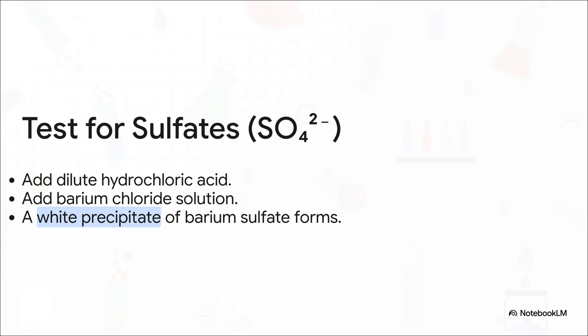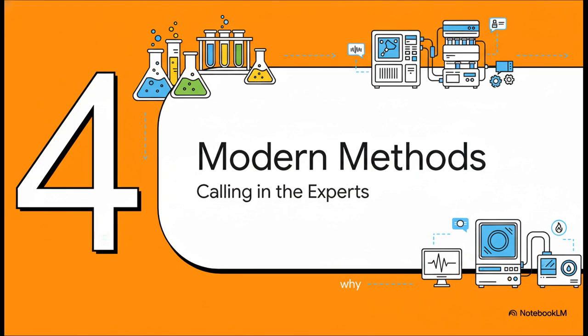And our final anion to track down is the sulfate ion. It's a similar process. First, we add an acid, this time hydrochloric acid. Again, just to clean up the sample. Then we add some barium chloride solution. If there are any sulfate ions in there, you will immediately see a thick, white precipitate form. It's a really solid, reliable test. So there you have it. That's all the classic test tube chemistry you'll need for your exam.